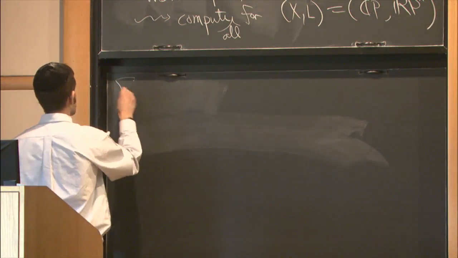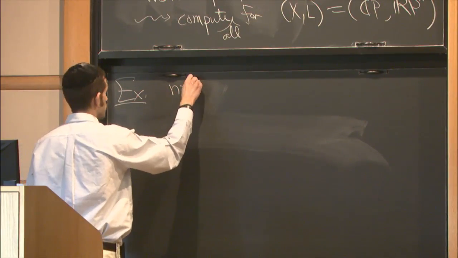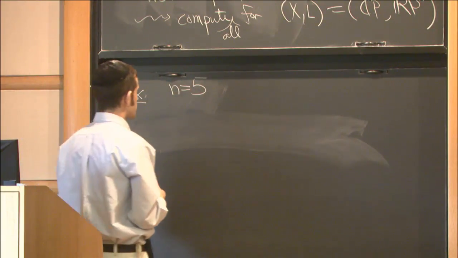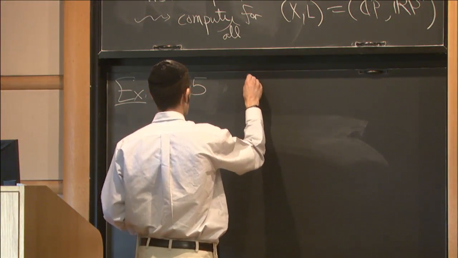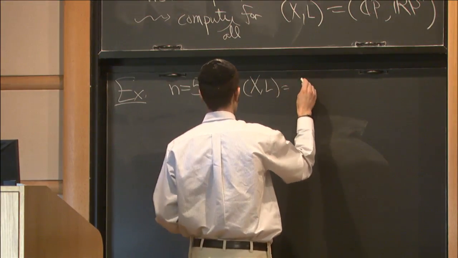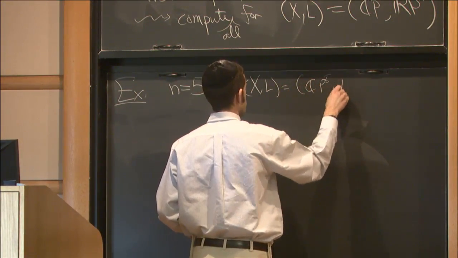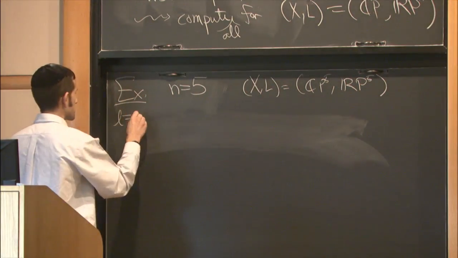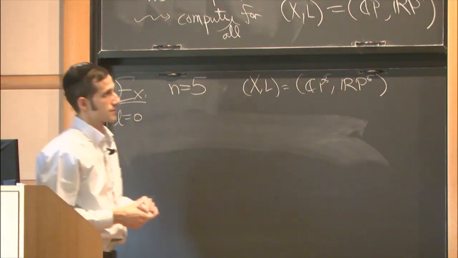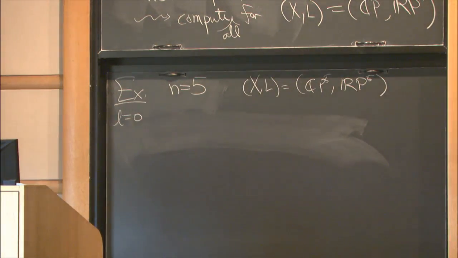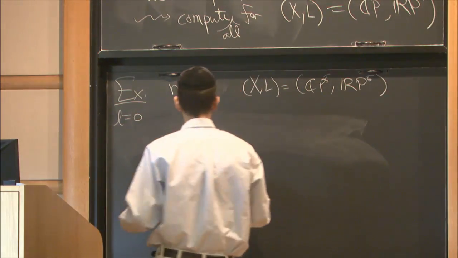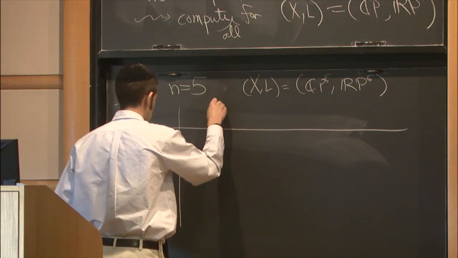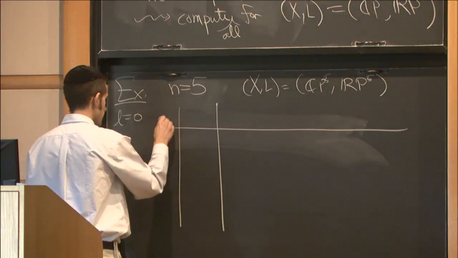So, for an example, I just want to fix the first case, which doesn't fall into any of the previous theorems. Say n equals 5 and XL is equal to CP5, RP5. Let's suppose that we don't have any interior constraints, so the number of interior constraints is 0. And now we can just do a little table. So then we can look at the degree, beta.